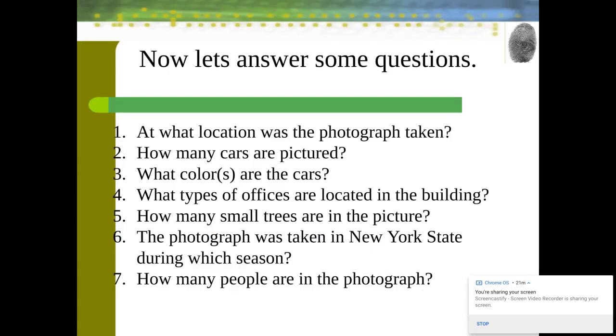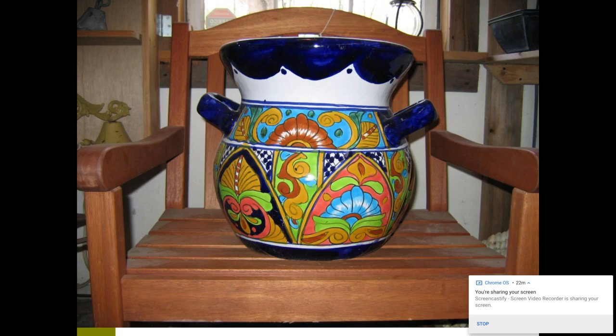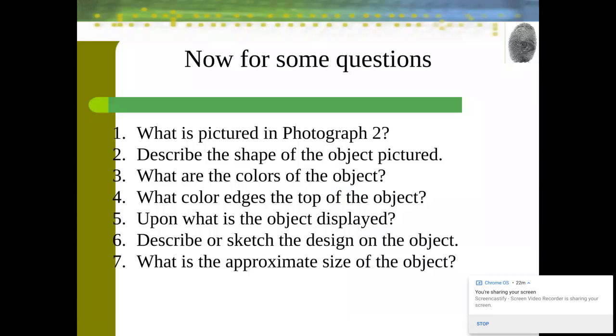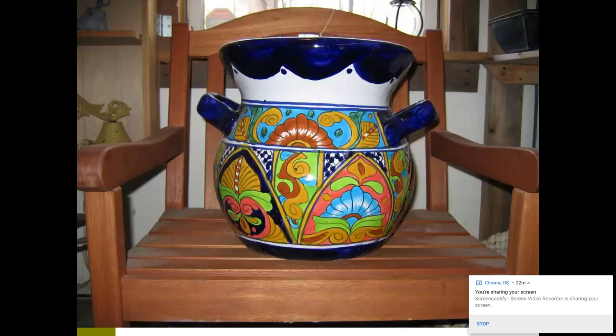Okay, let's try another one. So 15 seconds to look at this picture. Okay, now here's the question. So you can pause, write down your answers for picture 2, and then when you restart, I'll show you the answers. Okay, so if you've restarted, now you can go back, see how many questions you got right.